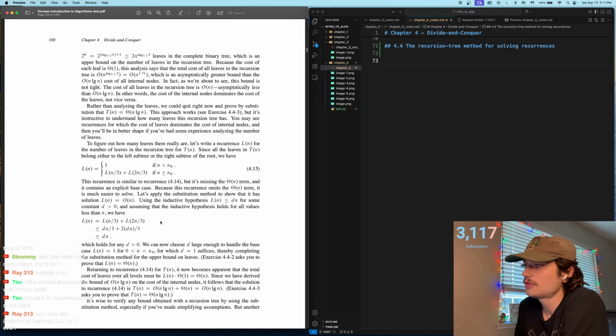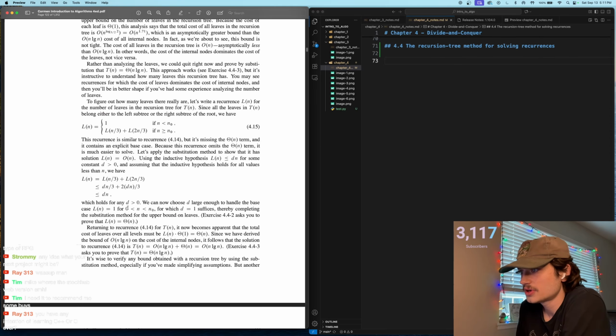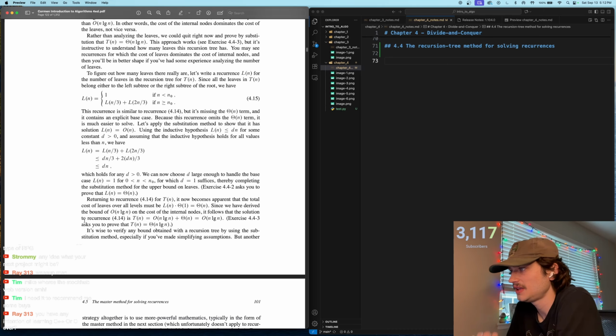We can now choose d large enough to handle the base case L of n equals 1 for 0 less than n less than n naught, for which d equal to 1 suffices, thereby completing the substitution method for the upper bound on leaves.